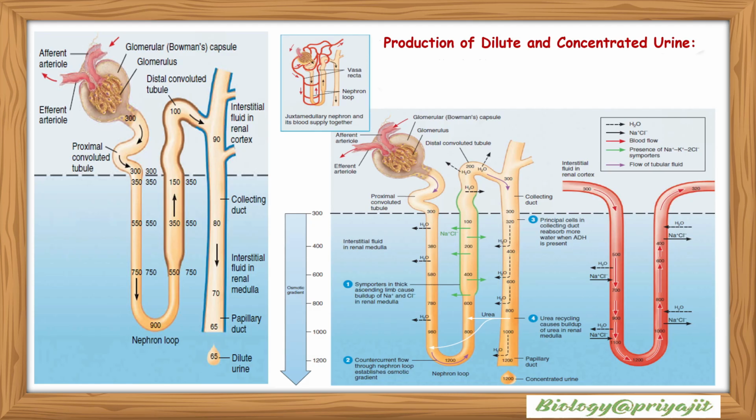Now we should know the production of dilute and concentrated urine. When the body has excess water, ADH secretion is suppressed, reducing water reabsorption in the kidneys and leading to the formation of dilute urine. In contrast, when the body is low on water, the kidneys conserve it by forming concentrated urine, which involves two key processes: the countercurrent mechanism that creates and maintains a medullary osmotic gradient, and the secretion of ADH, which increases water reabsorption from the renal tubules. This is the diagram showing the formation of dilute and concentrated urine.